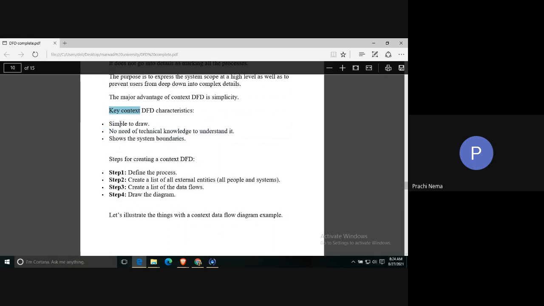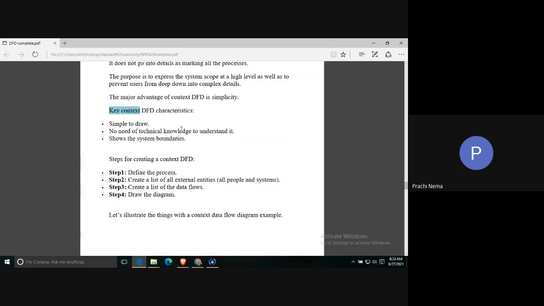See what the first bullet point says. It says that it is simple to draw because level 0 DFD has only one process. It does not have a data repository, so it is easy to draw. So for simplicity, we start drawing from level 0 DFD.